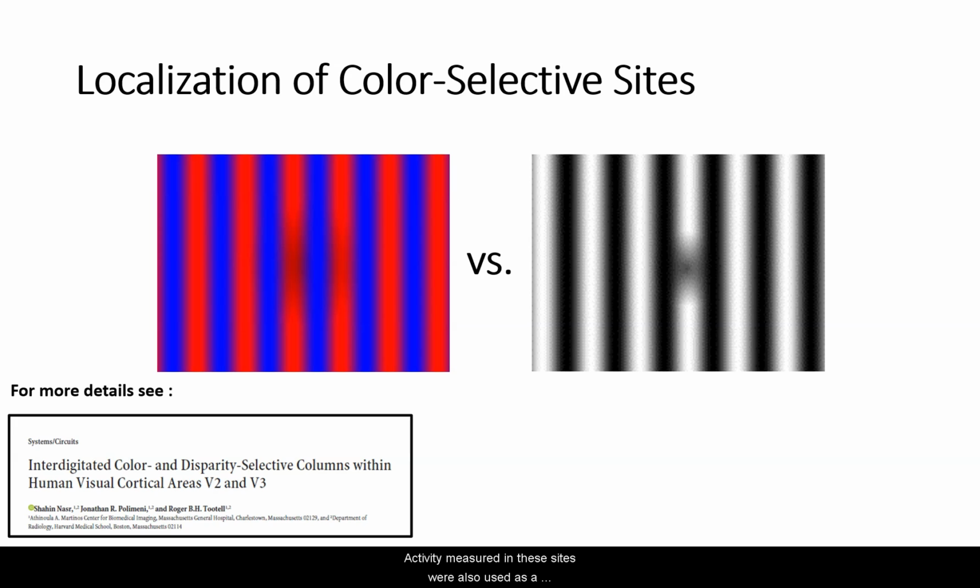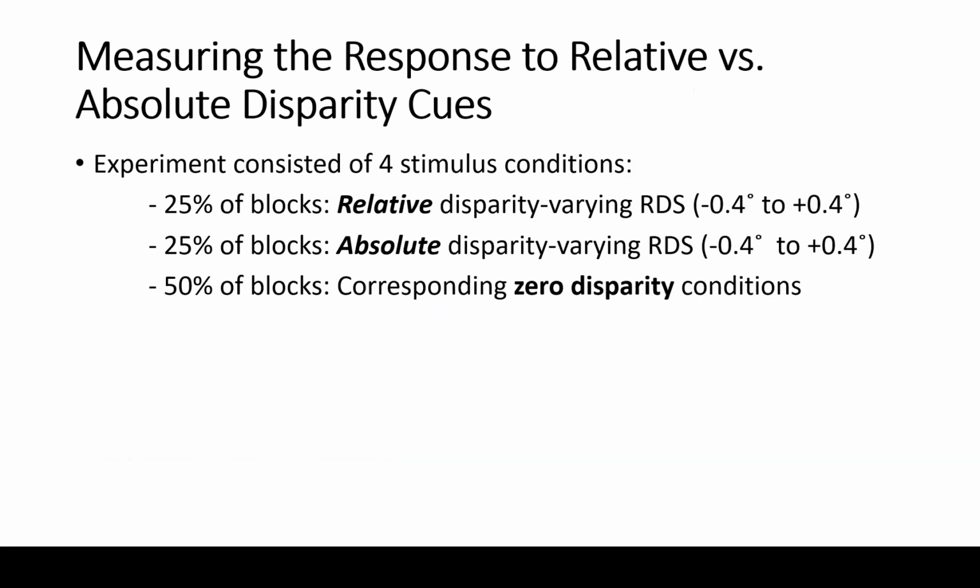Activity measured in these sites were also used as a control, mainly because we did not expect any strong stereoselective response in them. As we mentioned, in a separate scan session, we measured the activity evoked by relative and absolute disparity varying stimuli in the regions of interest.